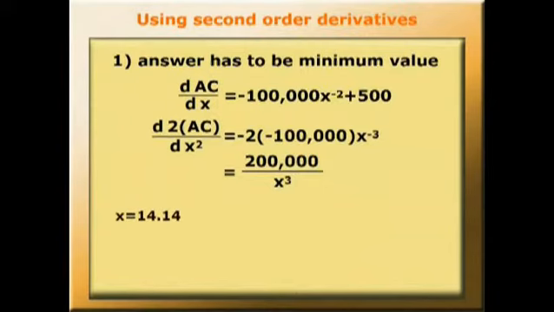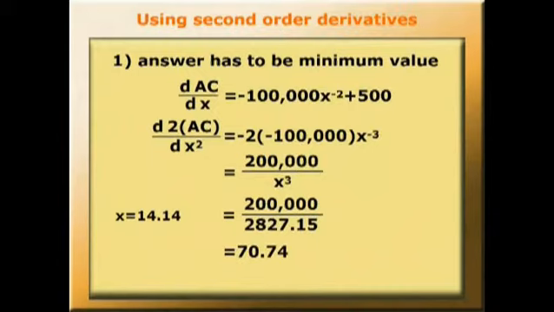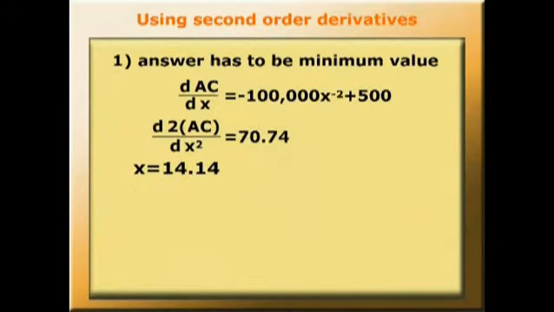Now in our case, x equals 14.14. So here we have 200,000 over 2827.15, which gives us 70.74. So the second order derivative is positive. So we know that x equals 14.14 is a minimum, not a maximum value.